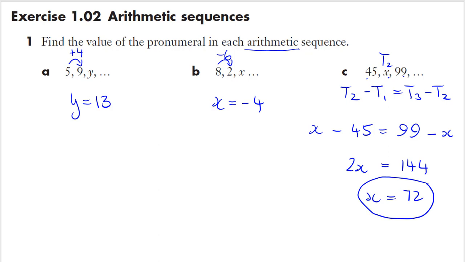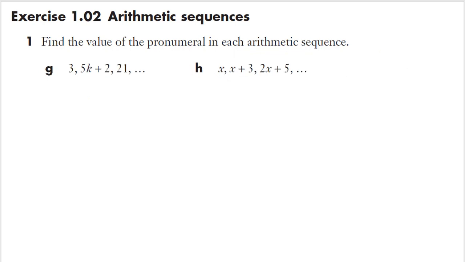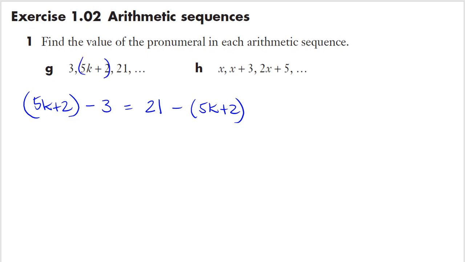Using this technique for slightly more complicated questions, so G and H, term 2 is 5k plus 2. I'm just going to put that in brackets, minus 3. So term 2 minus term 1 equals term 3 minus term 2. I would encourage you, anytime you've got a binomial expression like this one, to put it in brackets, especially for this term here, because it could negate or change. If this was a minus sign, when we expand that out, that would become positive. So that's sort of crucial.